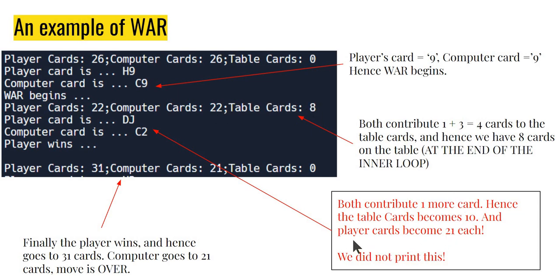Now, this state we are not printing right now because we are printing at the end of the inner loop. So we don't print that state where the player threw out one card. But if we understand this, then this is logical because remember, table cards at 10, all those 10 went to the player and it became 31. So if we keep this in mind, then it becomes a bit more clear. We can see this more graphically over here.